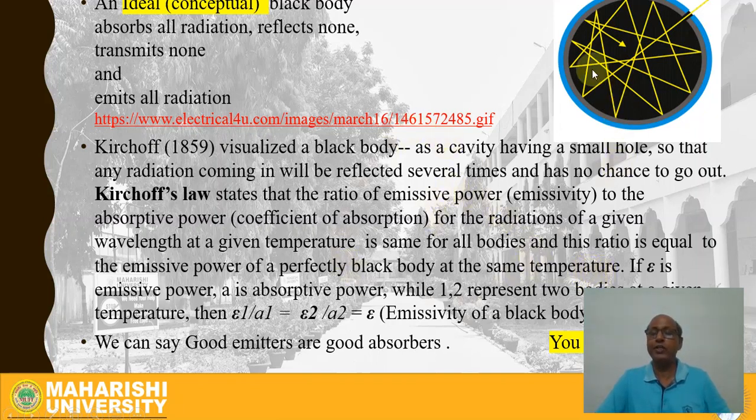So what he really meant was that even if there are some bodies inside this black body which might not be completely black, they may have a different emissive power, they may have a different absorption capability, but the ratio of the emissivity and the absorptive power of those bodies will be equal to the ratio for the other bodies, and this will always be equal to the emissivity of the complete black body.